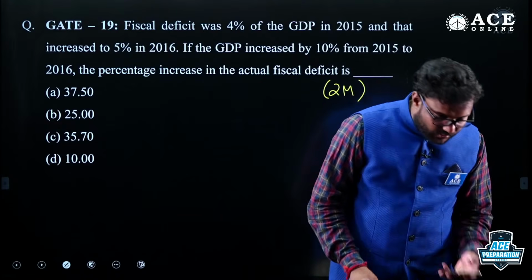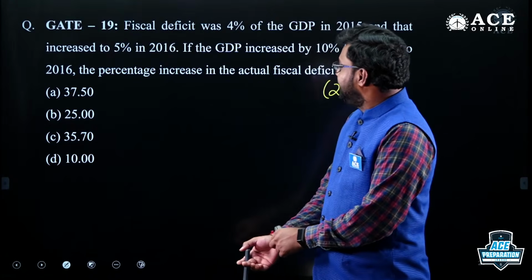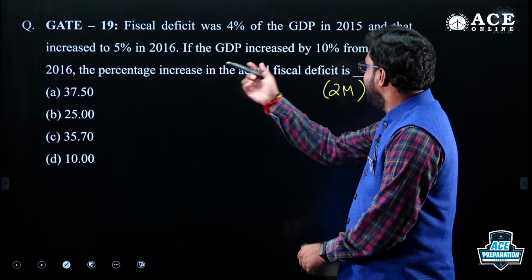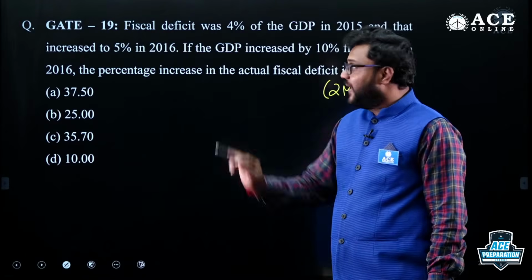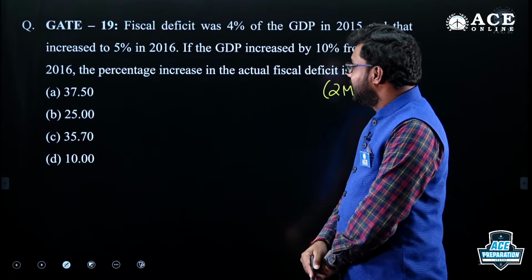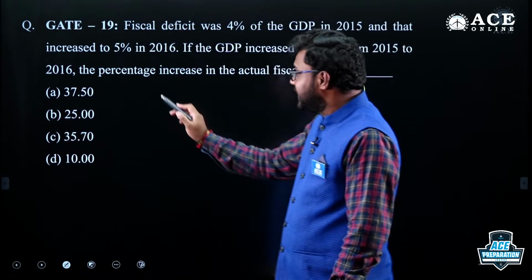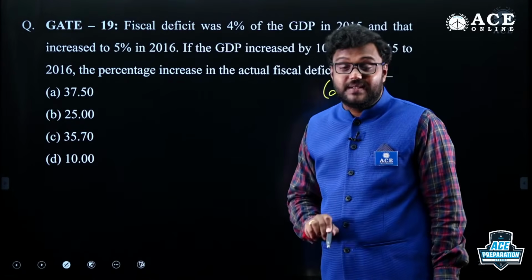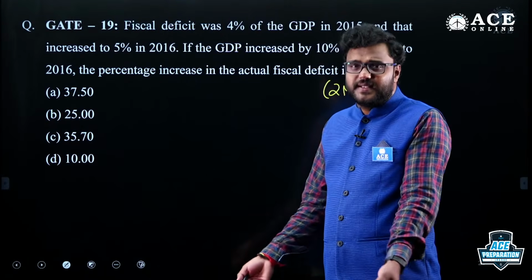Yeah, if you just go through this question, my dear friends, fiscal deficit was 4% of the GDP in 2015 and it increased to 5% in 2016. GDP increased by 10% from 2015 to 2016. The percentage increase, percentage change, yes, increase means percentage change only.